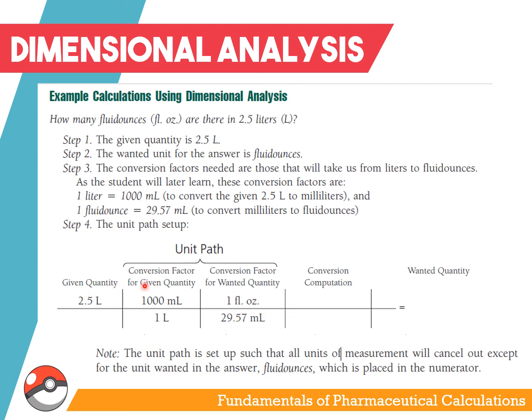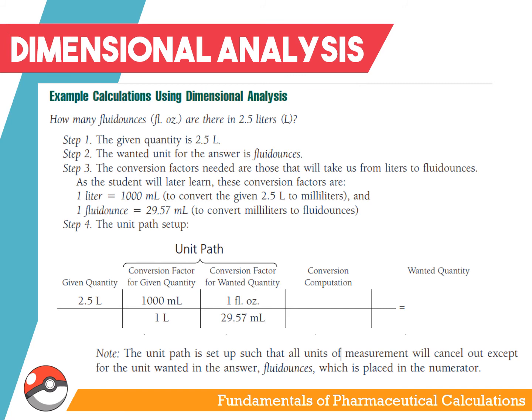Next, we do what we did with ml to liters, with fluid ounces and ml. So we have 1 fluid ounce over 29.57 ml, and our answer would be, okay. Before that, let us note that the unit path is set up such that all units of measurement will cancel out except for the unit wanted in the answer. So fluid ounces, which is placed in the numerator. That's a good thing to note: whatever unit you require, it should be placed in the numerator.